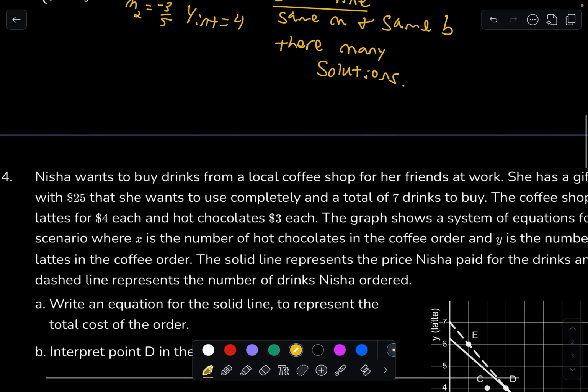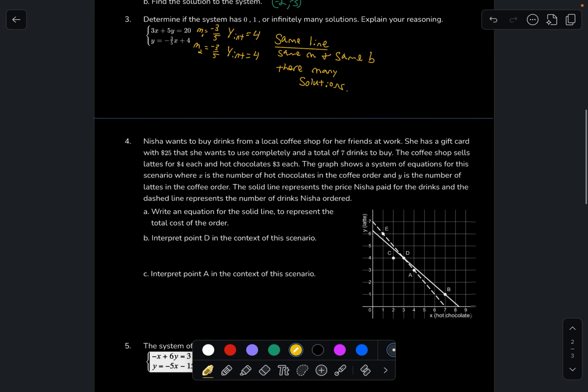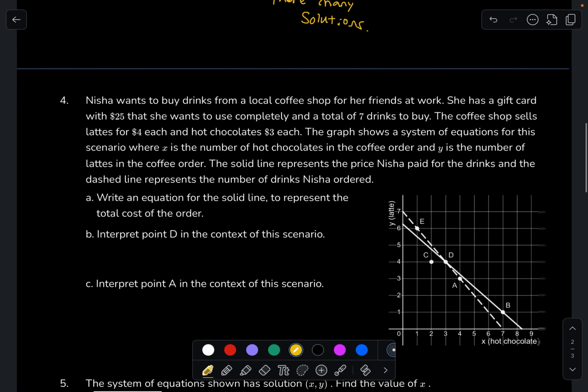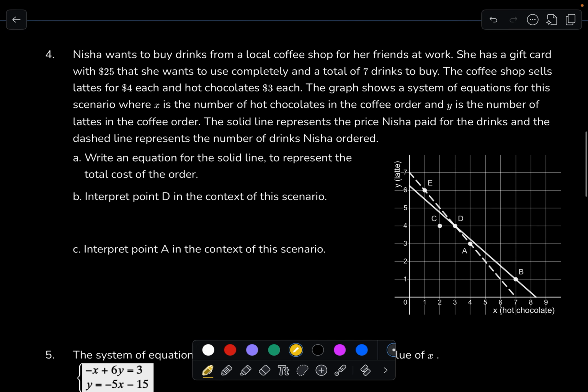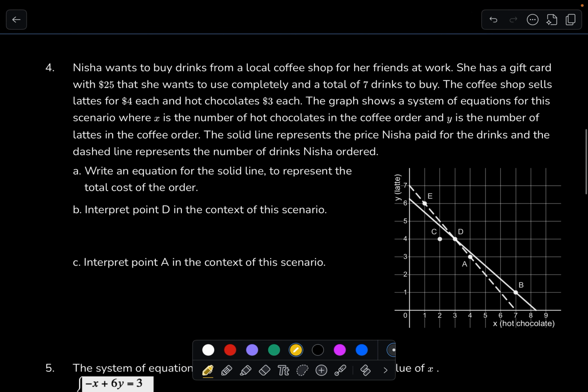The next question is just like from 4.1, I think it was, where you were just getting introduced to the idea of a system of equations, where they give you the graph, they give you points on the graph, and they ask you how do you interpret such and such a point. So let's read through this.